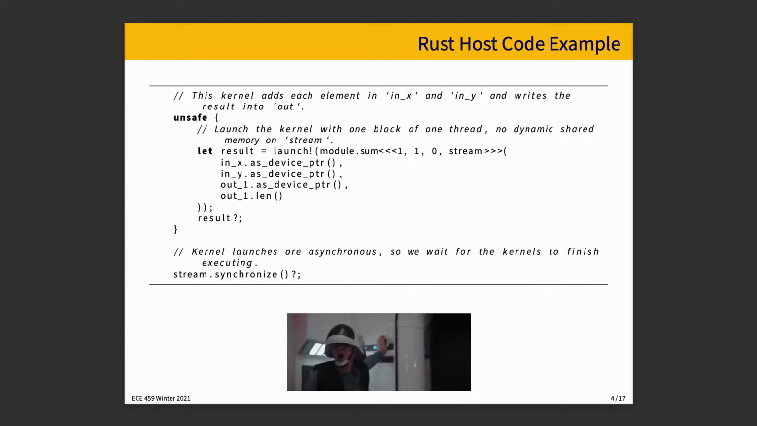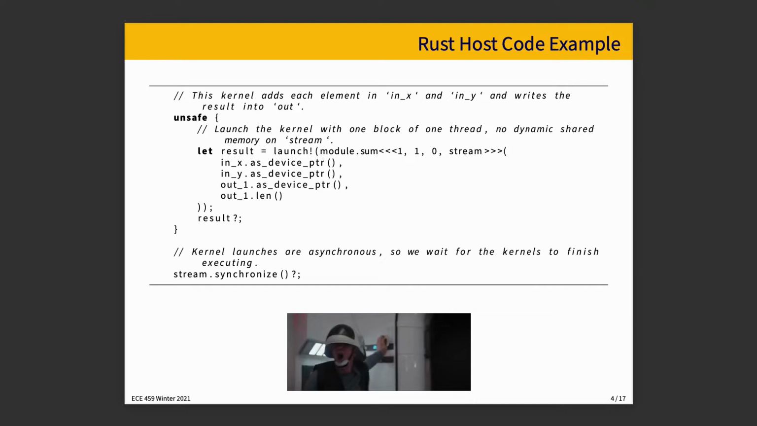And the kernel itself, a comment here that says that it adds each element in X and in Y and writes the result into out. And we launch the kernel with one block of one thread, no dynamic shared memory, using the stream that we called just stream. And so this has to take place in an unsafe block. The launch macro is the one that says, GPU, we're ready for you to do some work.